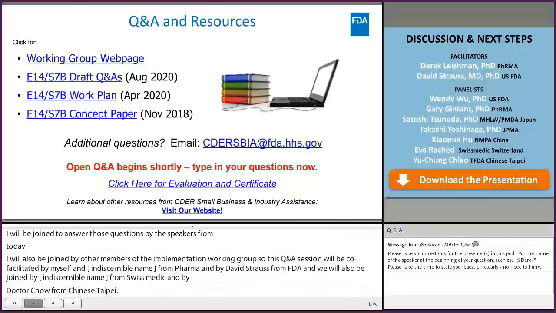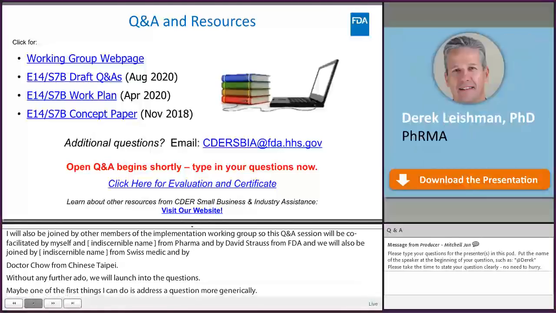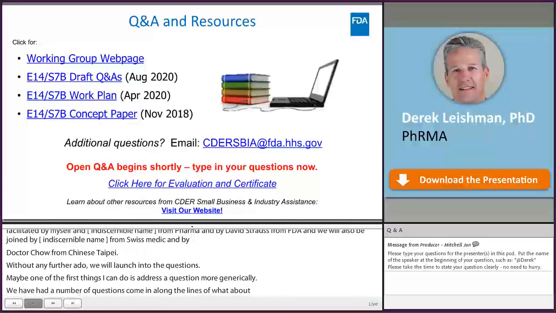So maybe one of the first things I can do is address a question more generically. We've had a number of questions come in along the lines of, what about Model X? So what about a rabbit wedge model? What about a rabbit Purkinje fiber? What about torsades in vivo? What about other models, potential models that we can use?